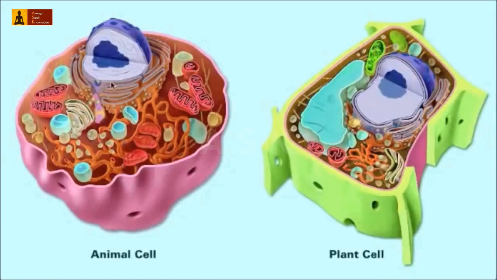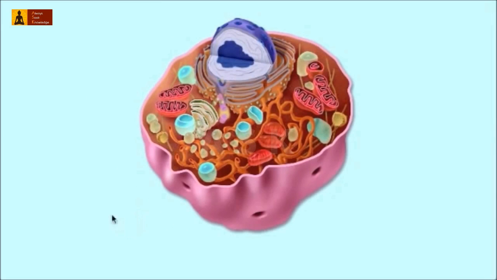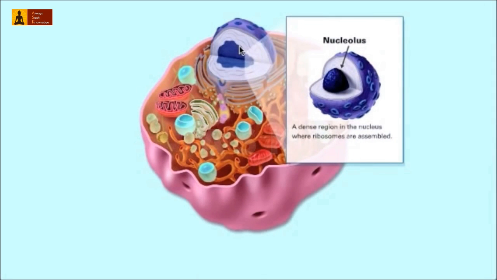Plants and animals share many of the same types of organelles, but both also have organelles that are unique to their needs. So let's go ahead and learn about the animal cell first. Animal cell. As you can see, it has a nucleus in it. The nucleus is a dense region where ribosomes are assembled.